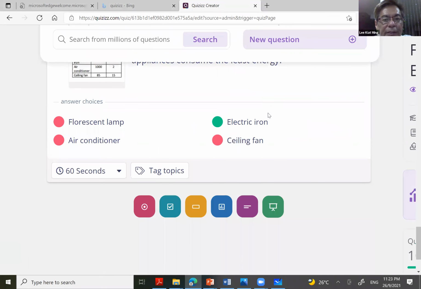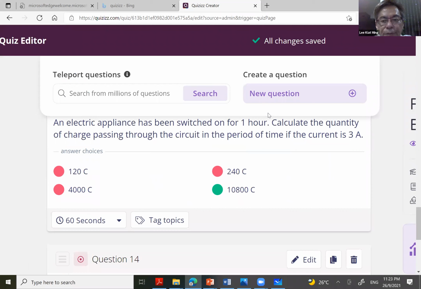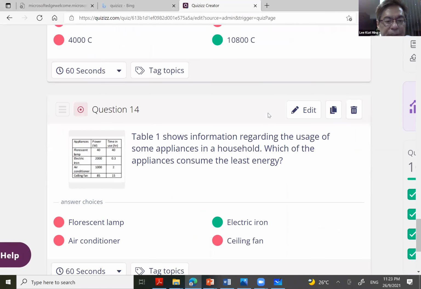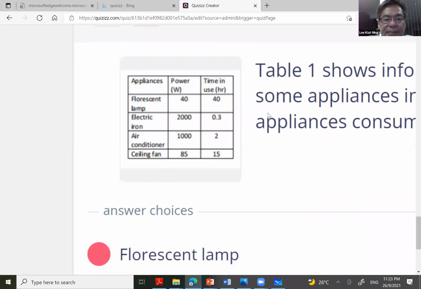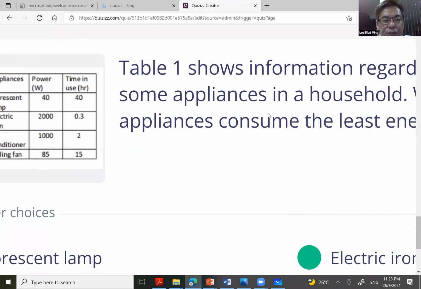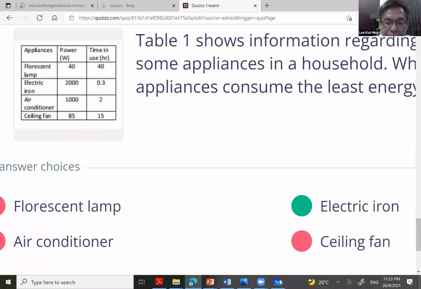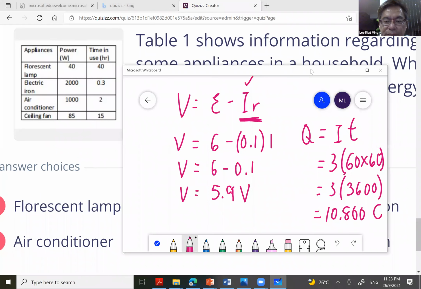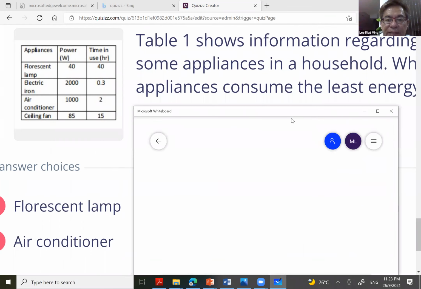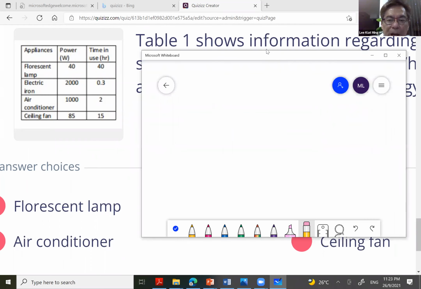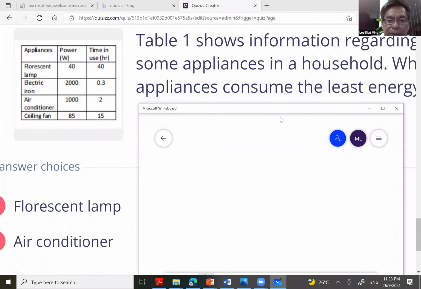I guess this is the last question. It's an easy one. They ask you which one uses the least energy. So you use the formula and make a comparison to find the least energy. We know that power equals energy over time. You want to find energy, so you cross multiply: energy equals PT.